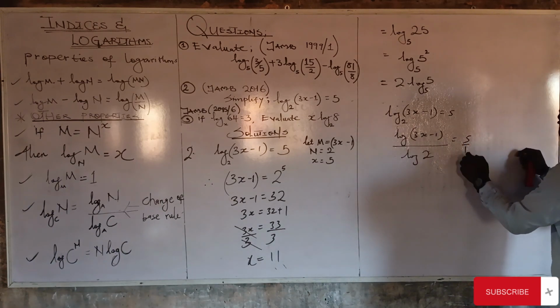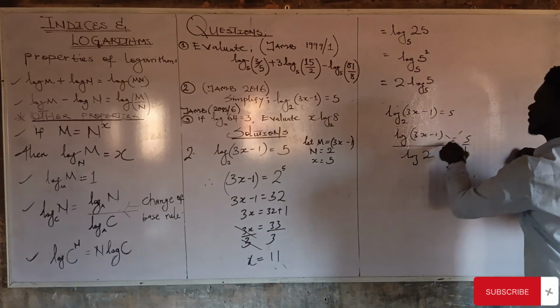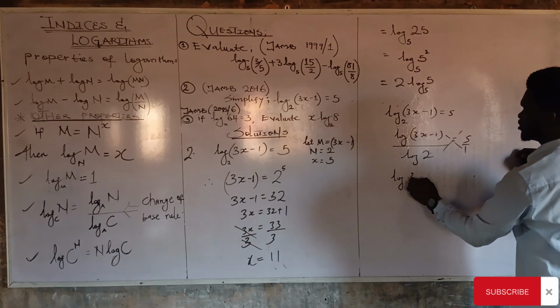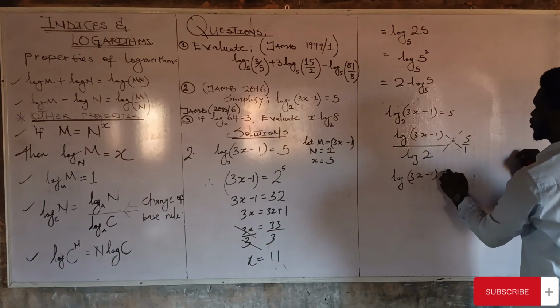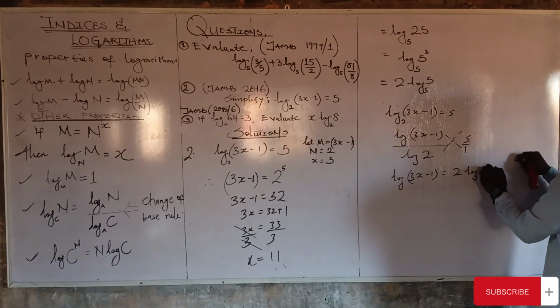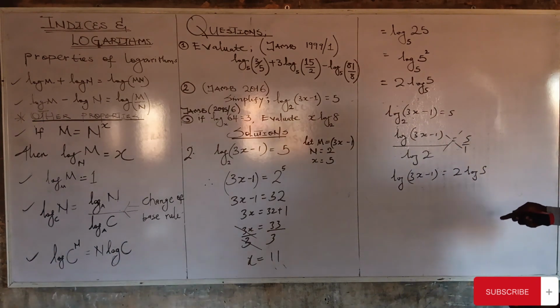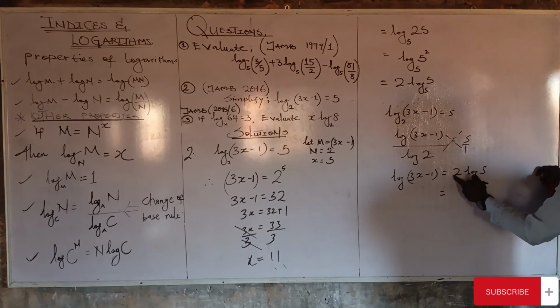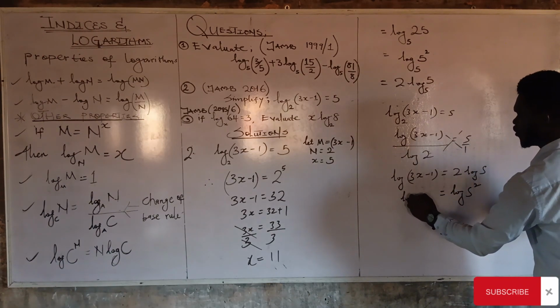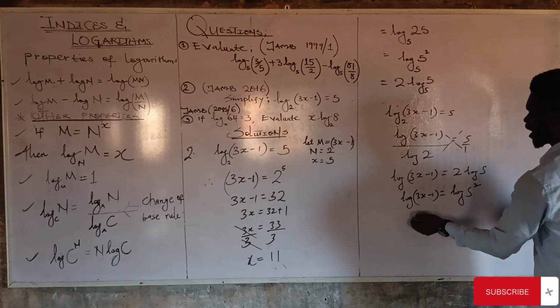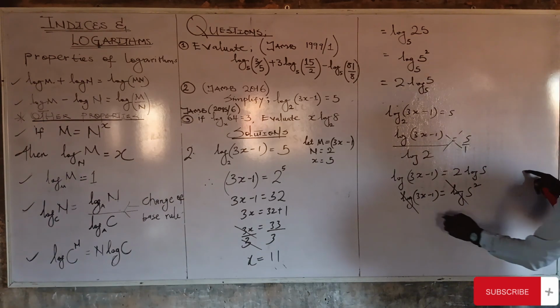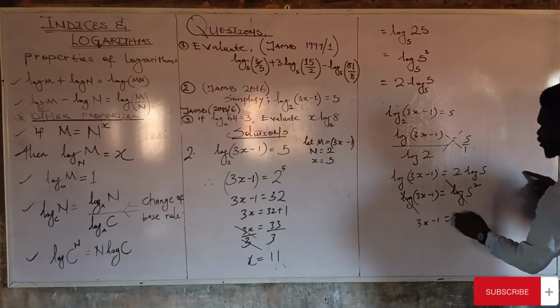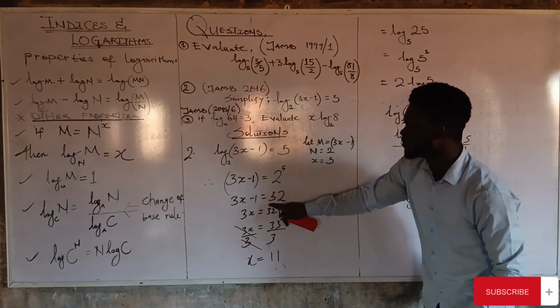So what do we do now? We cross multiply. 1 times everything here, we have log of 3x minus 1 equals 5 log 2. Once you've gotten that, very simple, you can take this 2 to the top here, so it still comes back to normalcy. When this 2 is inverted back, it becomes 2 to the power of 5, and log cancels out log. And we have 3x minus 1 equals 2 to the power of 5.